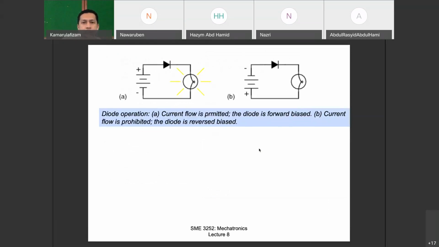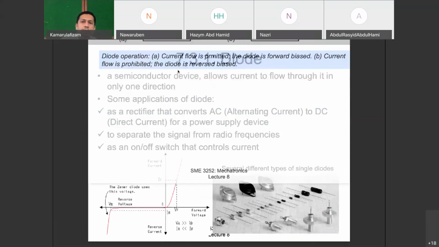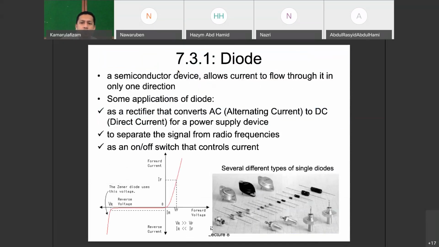Alright, so diode macam mana dia jadi switch? Sebab diode ni dia allow one directional current flow. Kalau current flow betul, circuit dia akan on. Kalau current terbalik flow, dan circuit tu akan off. So dia boleh putuskan circuit. So in a way dia adalah sebagai satu switch lah. Alright. So diode boleh ambil macam-macam bentuk.